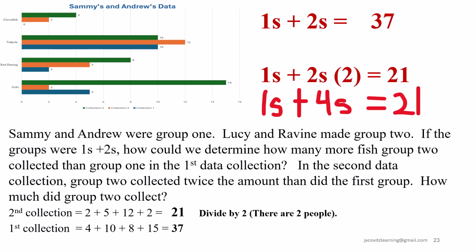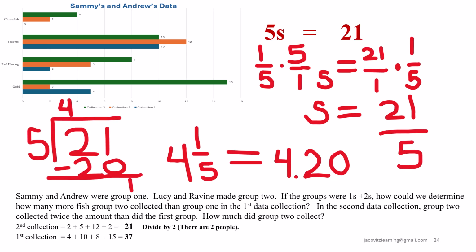Okay, so twice as much as one group, and we already did this one with the first problem. This is 1S plus 4S equals 21. 1S plus 4S equals 5S, so 5S equals 21, the same process, 1/5 times 5 over 1S. This is 21 over 1 times 1/5. This is 21 over 5. So your answer is 4 and 1/5. Now, if you remember your fractions, this is 4.20.